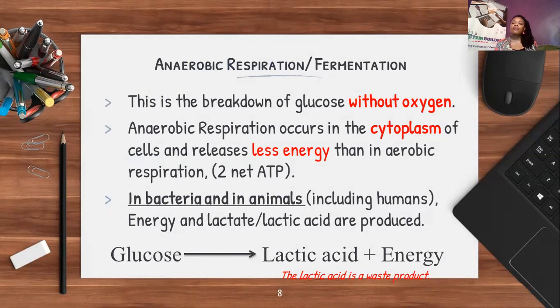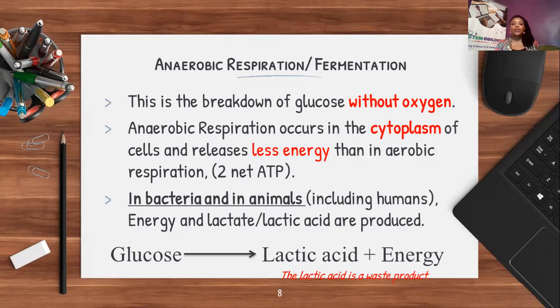Anaerobic respiration now is the breakdown of glucose without oxygen. And this occurs in the cytoplasm of cells, and it releases far less energy, only 2 net ATP. Now, this can take place in bacteria cells, in animal cells, in plant cells, in yeast. So it can take place in different organisms, right? However, some organisms, like human beings, our cells will only respire anaerobically if oxygen is not present, and we can only do it for a short period of time. While some organisms may just respire anaerobically, like some bacteria, they'll just respire anaerobically regardless.